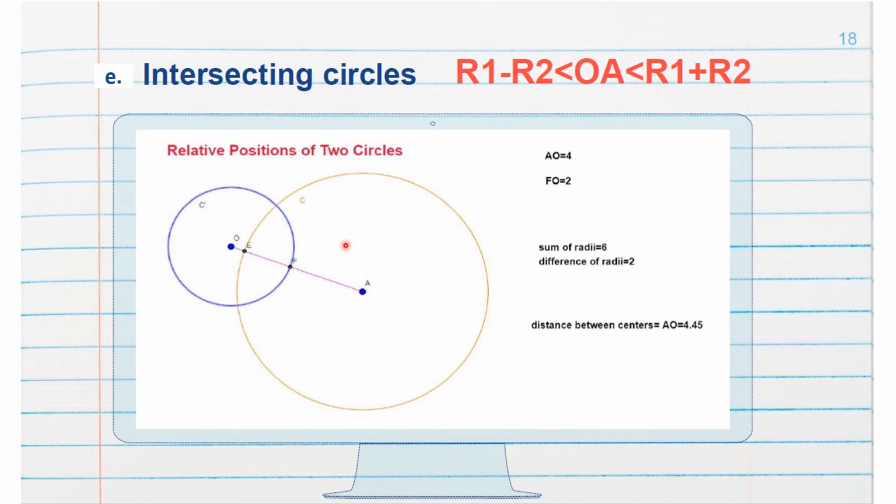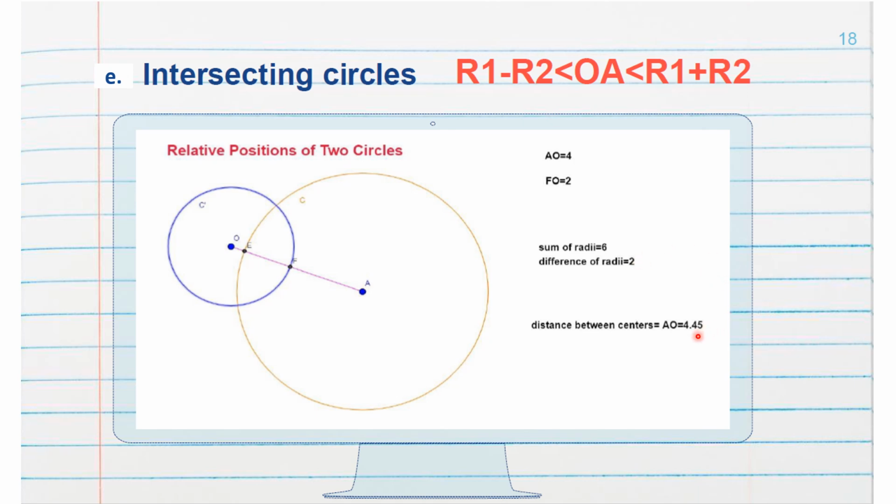Finally, the intersecting circles or the secant circles. This is R1, this is R2. Let's add these two radii. Let's subtract these two radii and let's look at the given distance. So as you can see, I'm following the same steps. Let's compare. Is it equal to the sum? No. Is it equal to the difference?